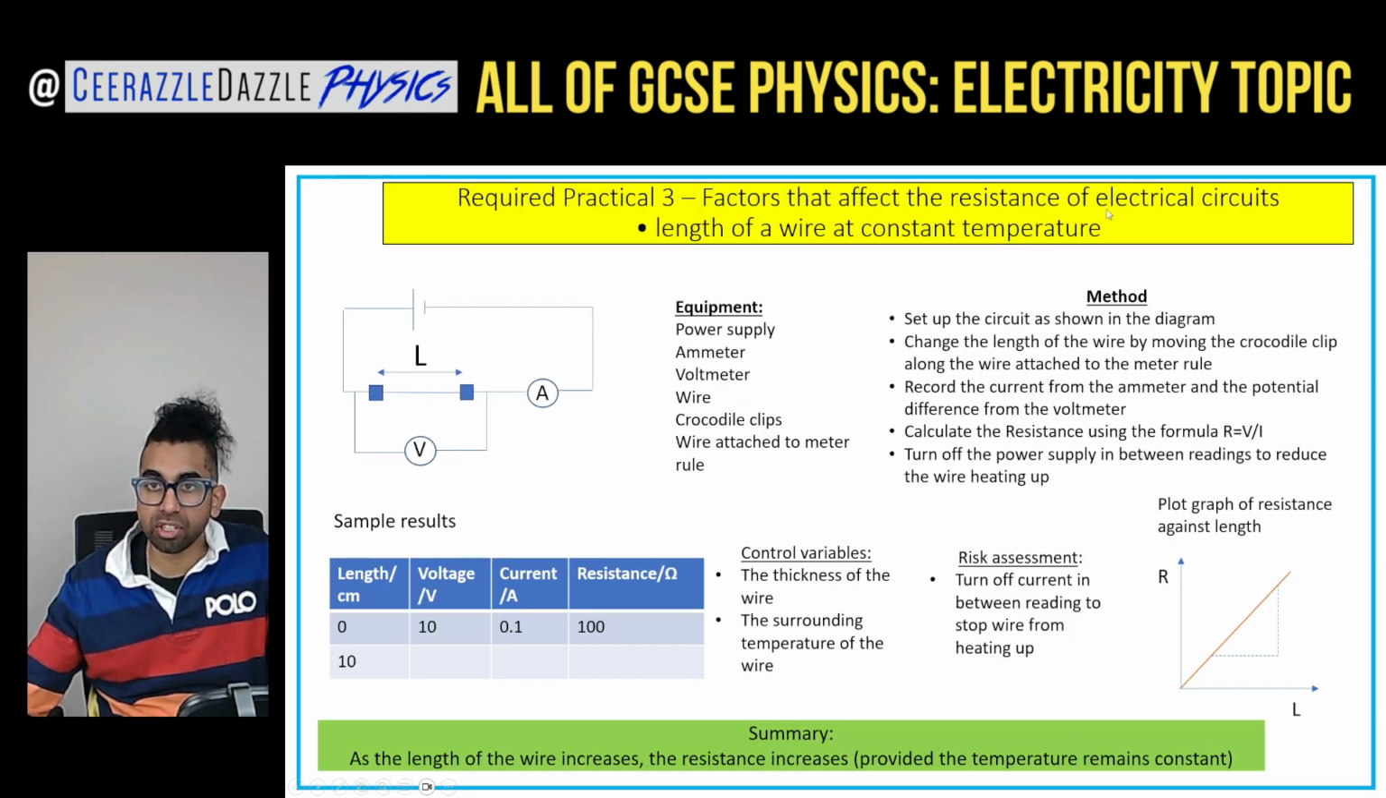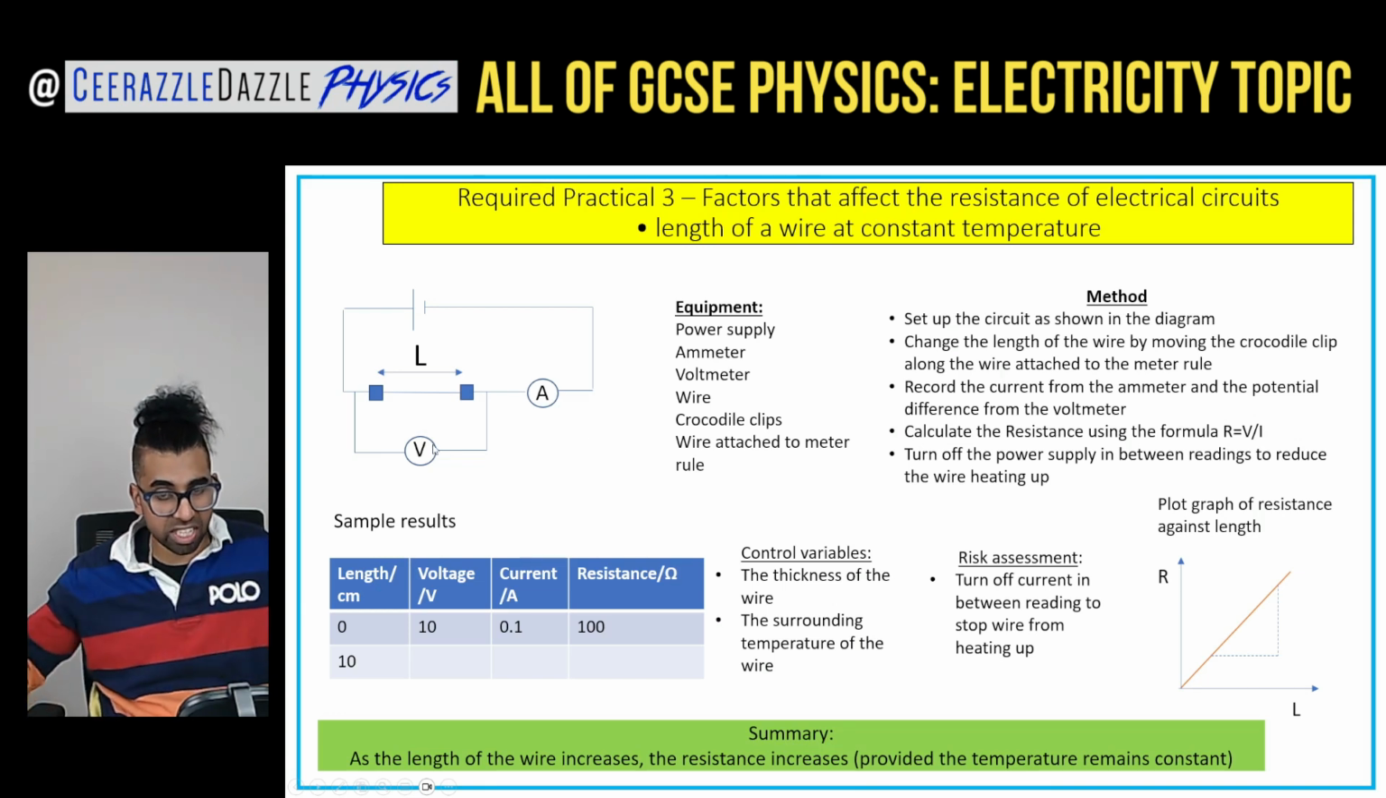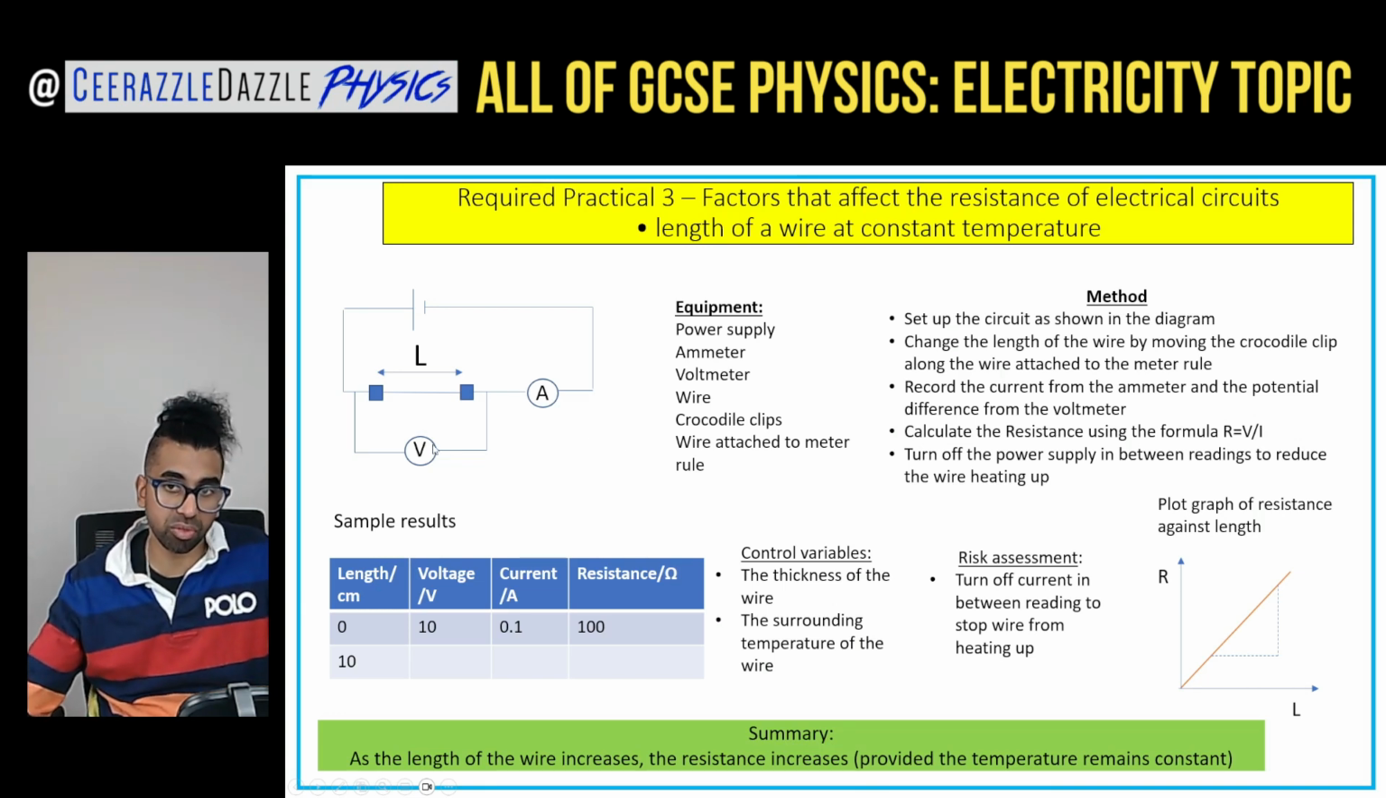Required practical 3. Factors that affect the resistance of electrical circuits: the length of wire at a constant temperature. So you're going to change the length of the wire and see what happens to the resistance of the wire. You need a power supply, an ammeter, a voltmeter, the wire itself, crocodile clips, and the wire should be attached to a meter ruler.